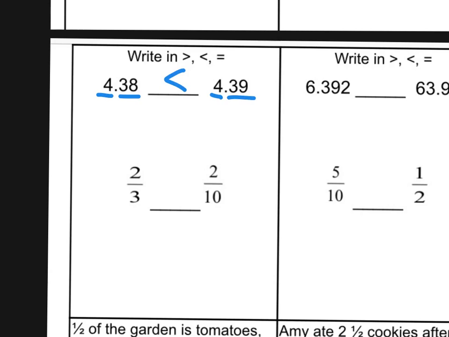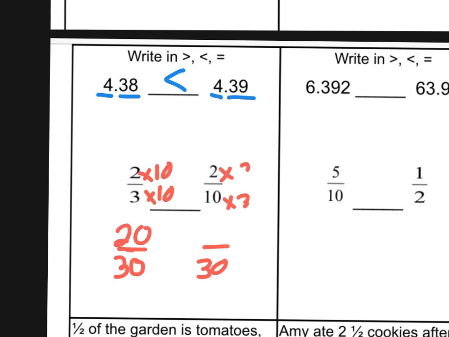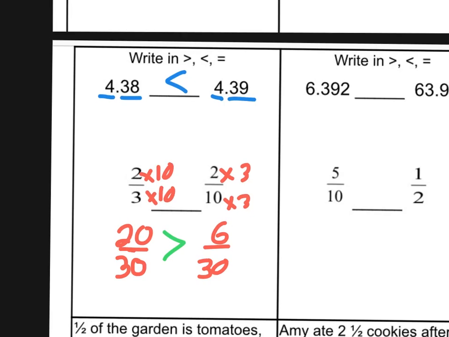For the fractions, they are not the same, so we want to make them the same. So 2/3 and 2/10, they both have 30 in common. This is times 10, times 10. That's going to be 20/30. This is times 3, this is times 3. That is 6/30. So obviously the 2/3, or you can say the 20/30, is greater than the 2/10 or the 6/30. So you want to make them the same first by having a common denominator, and then you can compare them.